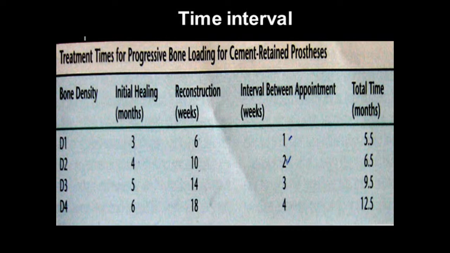Whereas you can see in D3 and D4, the initial healing time is 5 and 6 months. That is much more time we have to provide for D3 as well as D4. This is because they have lesser bone contact and also a decreased amount of cortical bone. So, we have to give time to allow for the maturation of the bone implant interface and also for the development of lamellar bone, which is the ideal bone. D3 and D4 have to be given more time, whereas D1 and D2 you can give similar time, that is around 3 to 4 months.